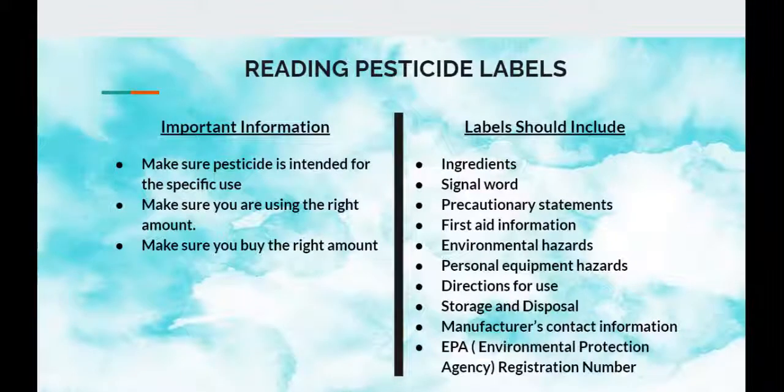Reading the label of pesticides you're purchasing is very important because you have to make sure the pesticide is intended for the specific use, making sure you're using the right amount, and you should also buy the right amount because if you store them, it can be harmful.